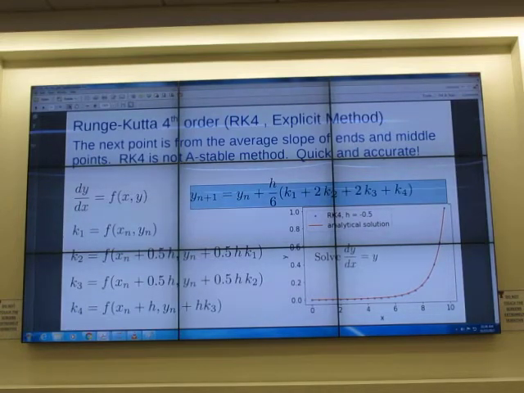Question? George? Do you kind of fully understand? Do you understand the concept? Weighted average of the slope. Yeah. Okay. See you in the class, okay?